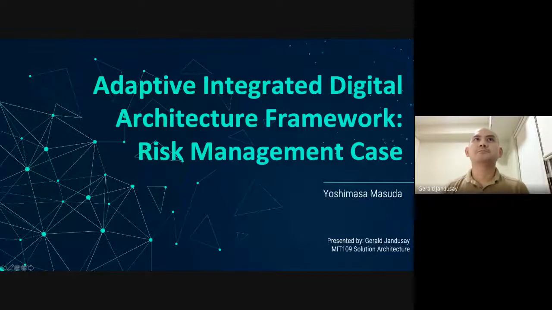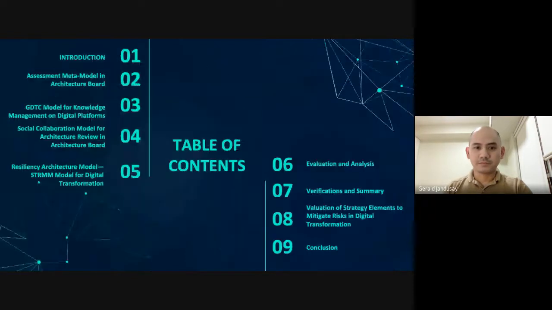Good evening. I will be presenting the case study done by Yoshimasa Masuda in a global corporation. The case study is titled Adaptive Integrated Digital Architecture Framework Risk Management Case. So let's go through the topics.